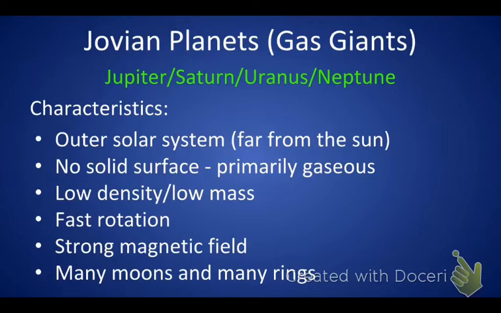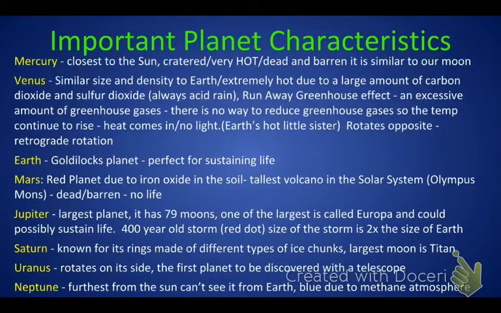So they have a low density because they're made of mostly gas, and a low mass. They rotate fast. They have a strong magnetic field, and they have many moons and many rings. So we know Saturn is known for its rings, but actually all of the gas giants have rings. Saturn's is just more visible to us because it's made of large ice chunks, so we can see them really well.